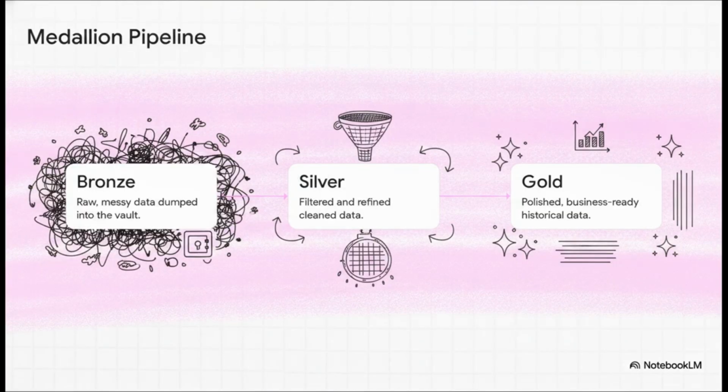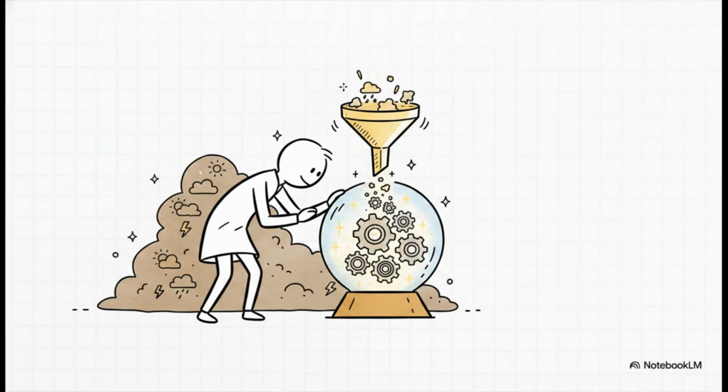Once it's secured in the vault, data engineers step in. Using powerful tools like Databricks or BigQuery, they run this massive dump of data through what's known as a medallion architecture. They take the messy, bronze, raw data, filter it into silver, clean data, and finally polish it into pristine, gold, business-ready data. And why go through all that effort? Because that gold data is incredibly valuable.